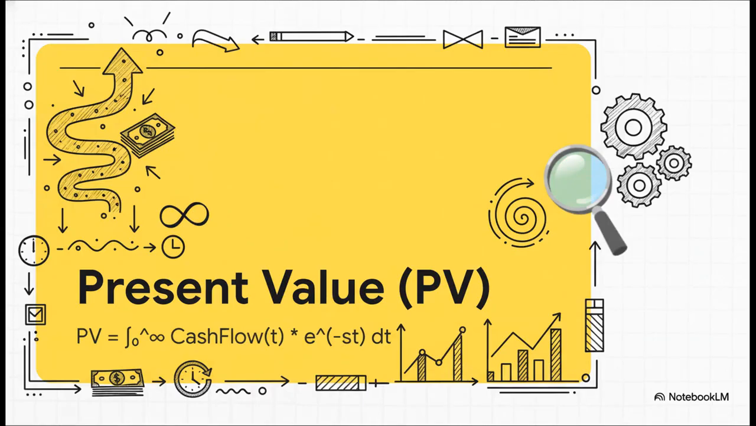Now I know what you're thinking, calculus, but don't worry, let's just look at what it's doing. All this thing does is add up your future cash flow over time. And that little e to the minus st, that's just the fancy math way of shrinking the value of money the further out it is in the future. S here is your discount rate. It's a super powerful tool. Now burn this formula into your brain for a second.